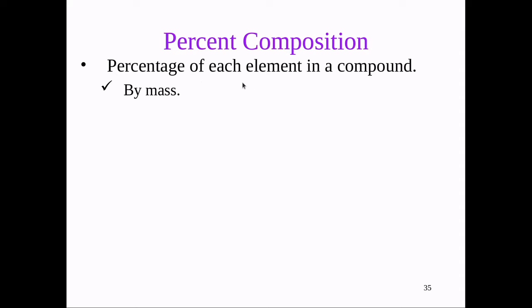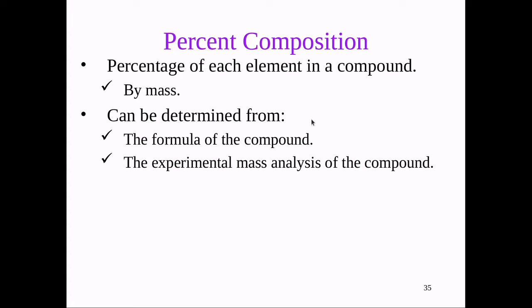The percent composition of each element in a compound by mass is the percent composition. It can be determined in two ways. We can determine it from the formula of the compound, like we did in the last video, but we can also determine it using experimental data sometimes, something that we call mass analysis of a compound, which is really where this idea of percent composition came from. We were doing these experiments a long time ago and we saw that we could really use them to make these sort of conversions.